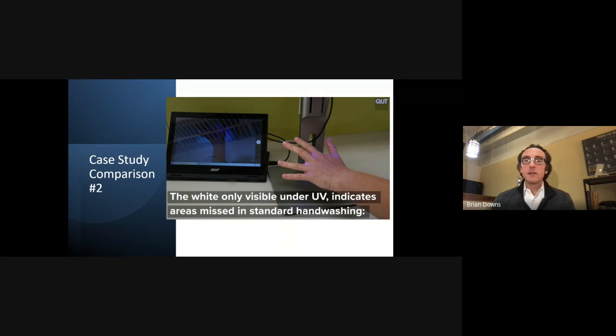So this, you can see here, it's a bit hard to see, but this is a picture of a hand under a UV light, and there are several white spots on the hand indicating areas that had been missed in the standard hand washing. So the adequacy of hand washing was judged based on the UV light reflection. Next slide, please.